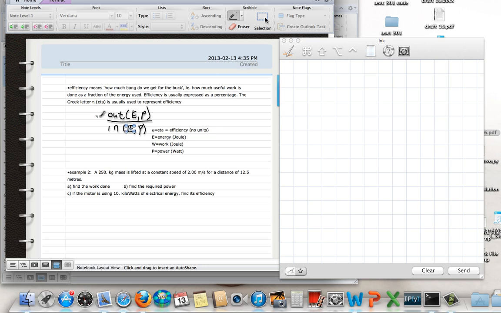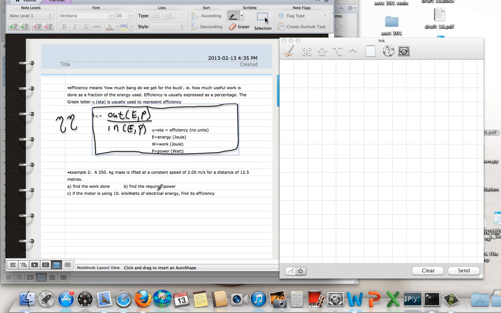The Greek letter eta is used for efficiency, and an eta is kind of like an N with a long tail. But it's actually an I in Greek, so it's got an I sound to it. All right, so that's our final definition for this first lesson in our new unit.